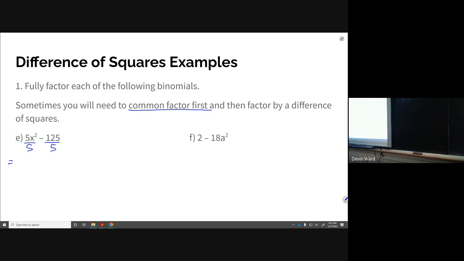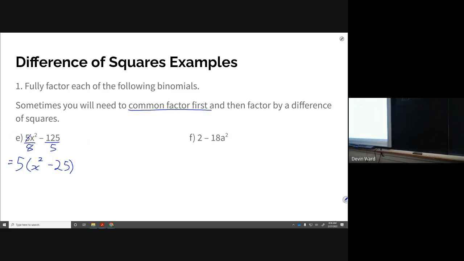Okay, so remember when we do greatest common factoring, you put the 5 out in front, and then in brackets whatever is left. Okay, so 5x squared divided by 5, the 5's cancel out, and you're just left with x squared minus 125 divided by 5 is 25.